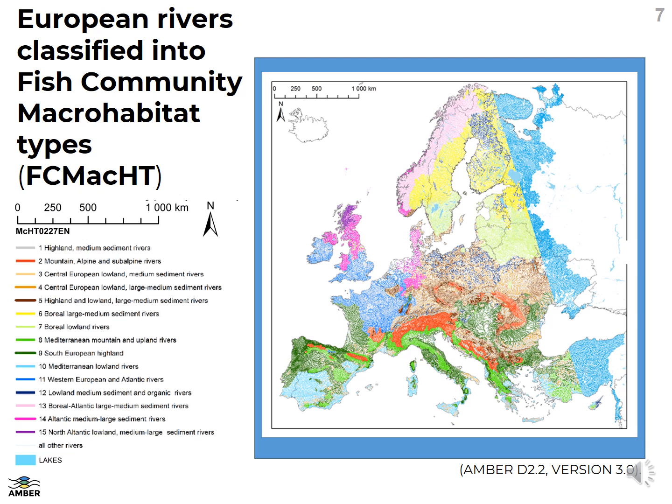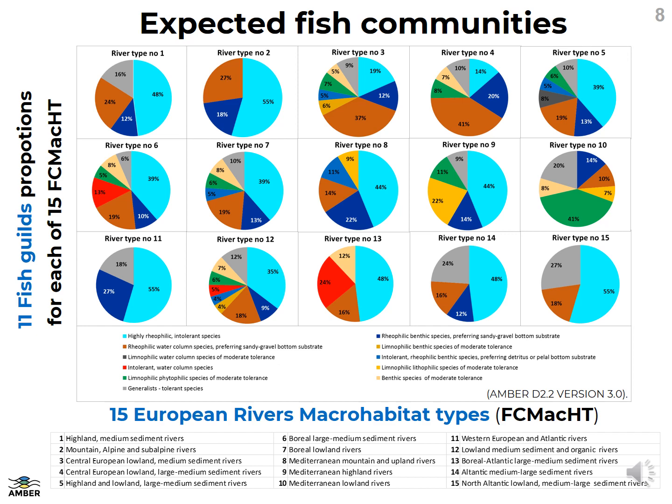Water bodies that belong to these macrohabitat types are expected to allow for life of specific fish communities that create fish community structure. Fish communities, which are supported by different macrohabitat types, are presented in this slide. They are presented as the community structures, demonstrating proportions of species groups using specific habitat types in the community.